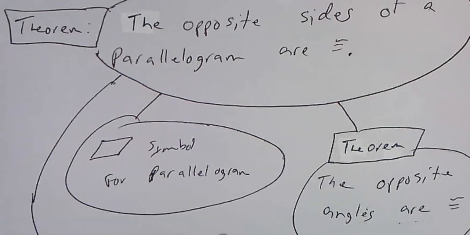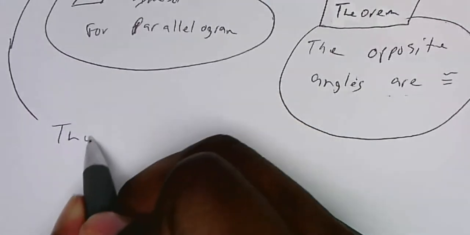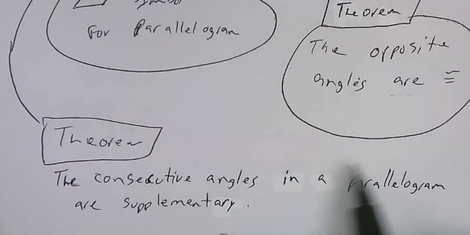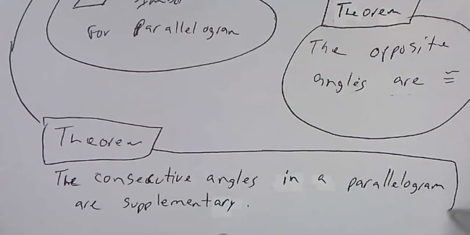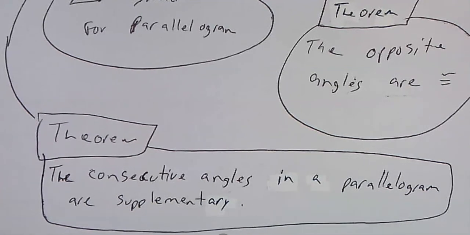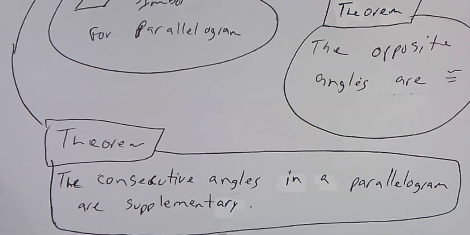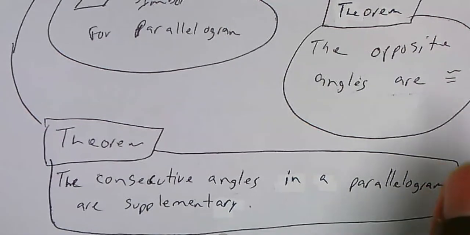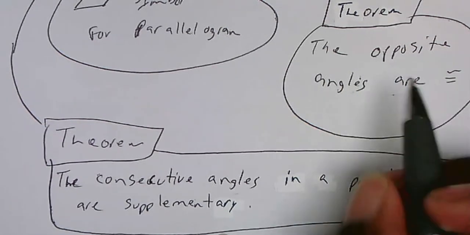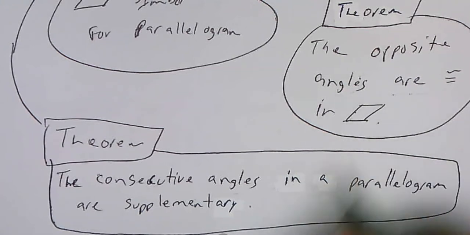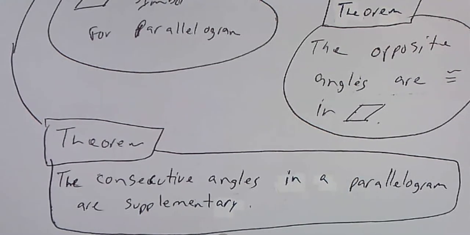So, theorem: consecutive angles in a parallelogram are supplementary. And I want to make sure you know they're in a parallelogram, because it's only true about quadrilaterals that are parallelograms. So any quadrilateral just won't do. There are quadrilaterals that are also parallelograms. And for that matter, opposite sides are congruent in parallelograms. So I'll draw the symbol this time.